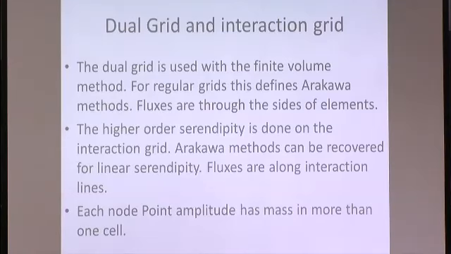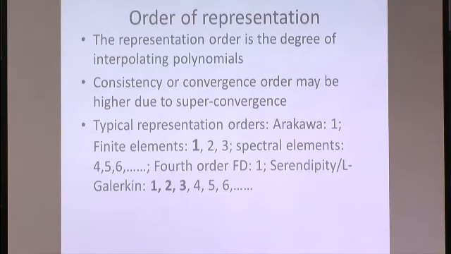Then each node point has mass in more than one cell. That's the difference to this dual grid, and it makes life so much easier. They have a different order of representation. In each cell of the interaction grid, I represent the field by polynomials, and the order of the polynomials is the representation order.